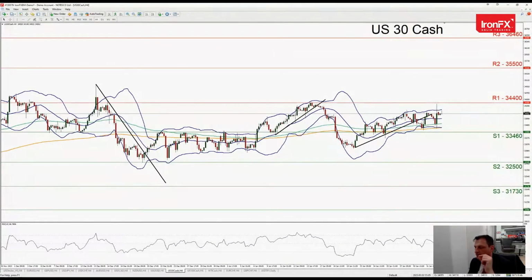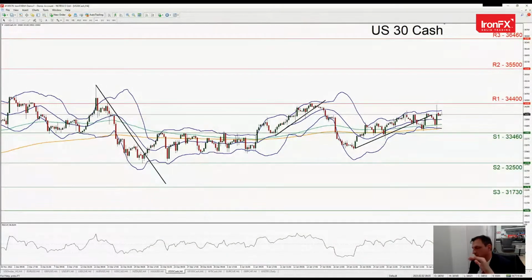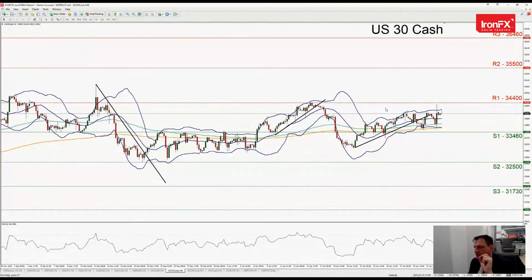On the other hand, note that the RSI indicator has risen above the reading of 50 and remained there. It's currently at 56. It's not so convincing, but still it's an indication that we may see the bulls taking over, in which case I would expect the price action to rise, break above the 34,400 and start paving the way for the 35,500.